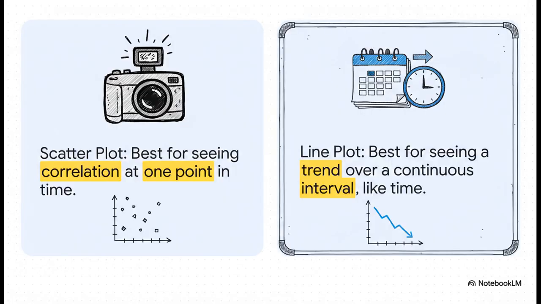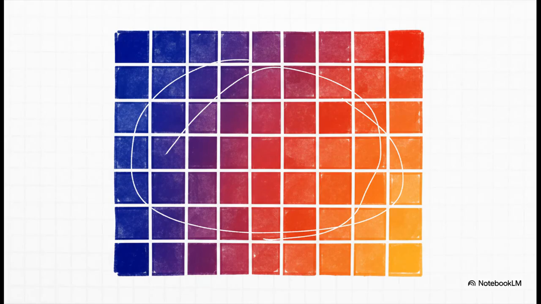So at the end of the day, it's all about picking the right tool for the job, right? Scatter plots give you a snapshot of a relationship. Line plots, on the other hand, are for telling a story over time. But hang on, what if you have way more than two variables? What if you want to see how they all play together? Well, a correlation heat map gives you this incredible, at-a-glance summary of everything at once.